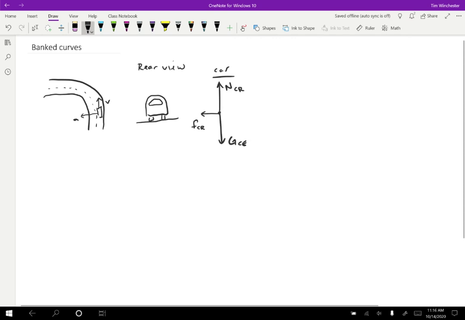Okay, well, having friction be an essential part of how your car works is a little bit unsafe because sometimes the road is slippery. So for instance, it could be icy or rainy or something, or there could be leaves on the road, any number of reasons that friction might not be reliable. And so a neat trick that you can do is you can do what's called a banked curve.